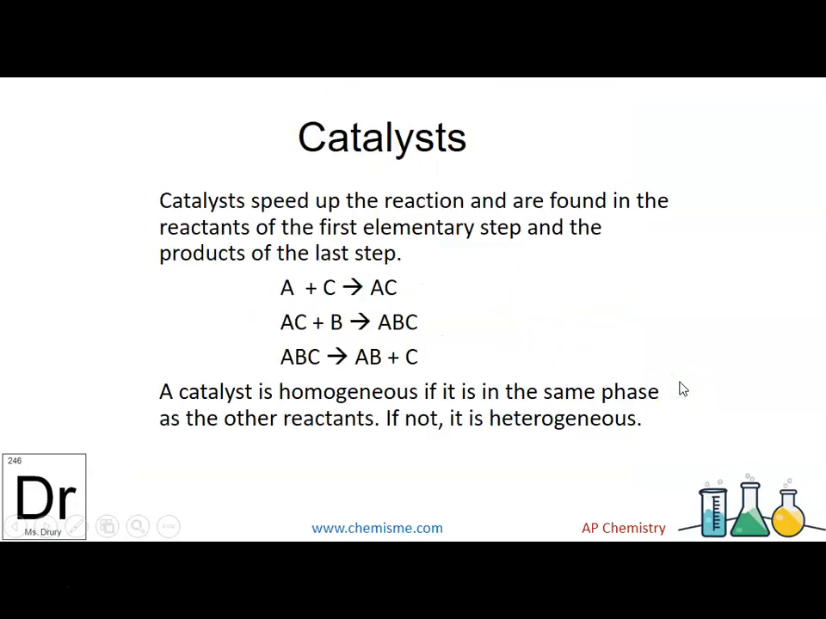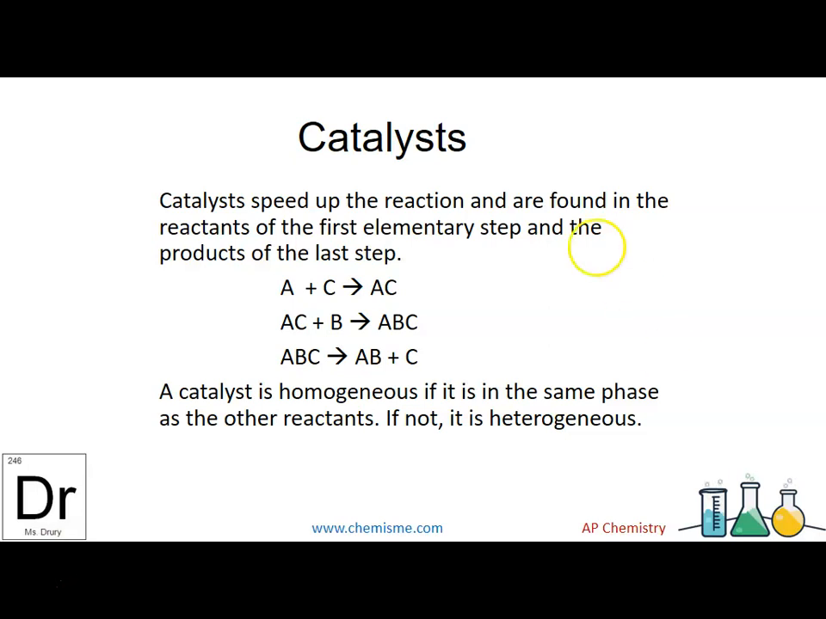A second word that we need to know about is catalysts. We talked about them briefly before, but now we have to see them in reaction mechanisms. Catalysts speed up the reaction and are reactants in the first elementary step, and then products later in the last step. So if you look at this reaction mechanism, A and C react to make AC. Then AC is immediately used, which means it's an intermediate, to react with B. It made ABC, and that ABC immediately decomposed, so ABC is another intermediate, forming A, B, and C.